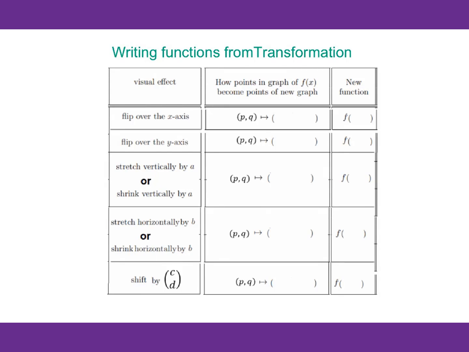Today's lesson is about writing functions from transformation. Suppose this is the order of transformation. Flip over the x-axis. For original (p, q), you will get (p, negative q), because your y-coordinate will be changed into its opposite. So we have negative f of x.